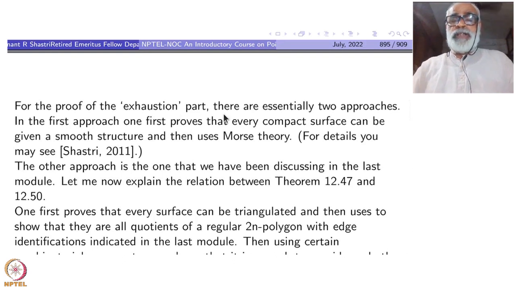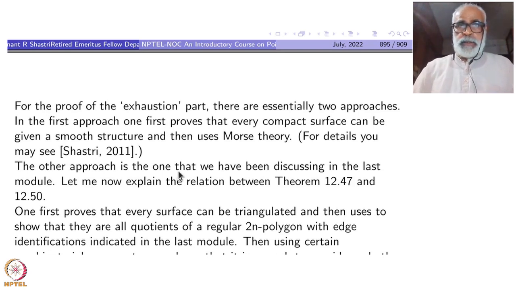The proof of the exhaustion part, there are essentially two different approaches. The first approach: one proves that every compact surface can be given a smooth structure and then uses what is called Morse theory. There are many books, but you can read, for example, my book. The other approach is the one that we discussed in the last module, namely this rubber sheet geometry, the canonical polygons or whatever you want to call it.